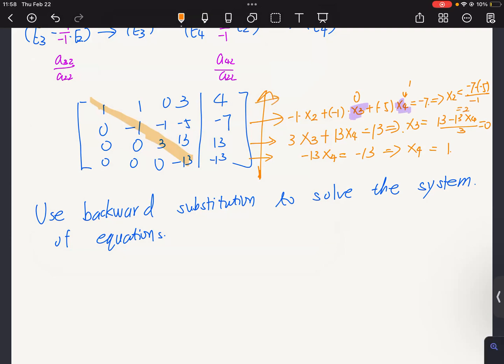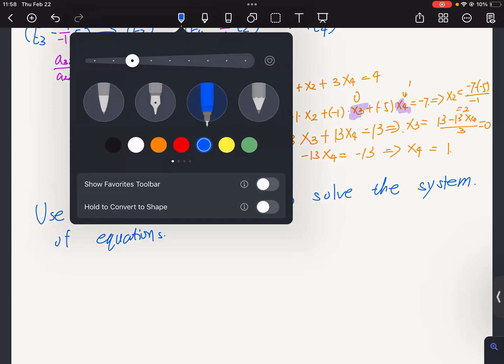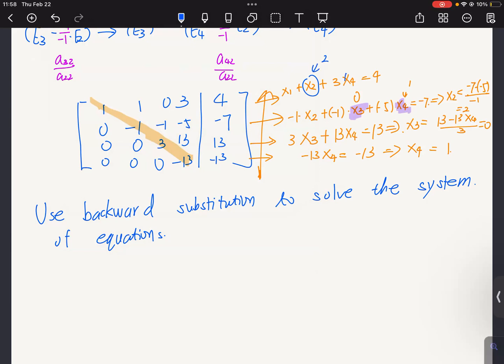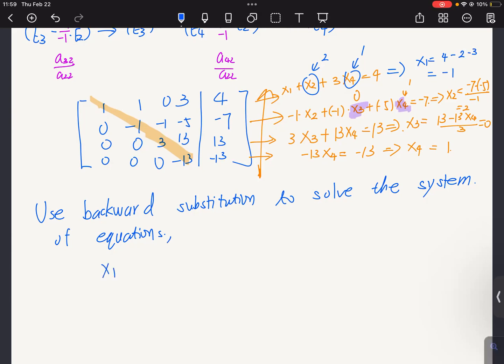x2 equals 2. We already have 3 variables, and then we just need to solve for x1. What does the first row mean? The first row is x1 plus x2, plus 0, plus 3x4, equals 4. From the previous solutions, this is just 2, and this is just 1. Now we got x1 equals 4 minus 2 minus 3, and that is just -1. From the backward substitution, we have solved for x4, x3, x2, x1. So at the end, we collect all the solutions here: x1, x2, x3, and x4 equals 1.